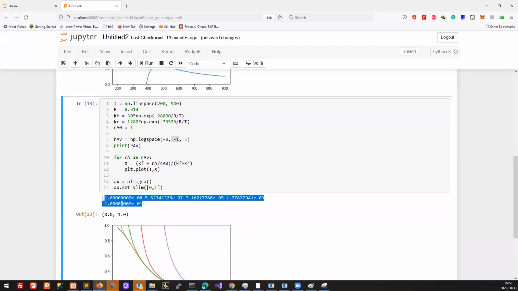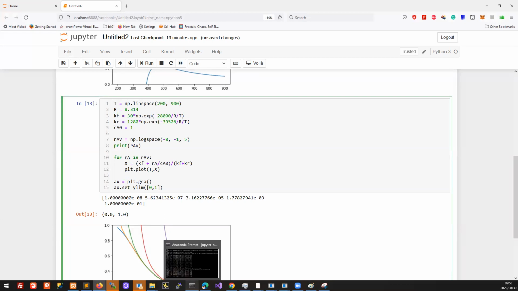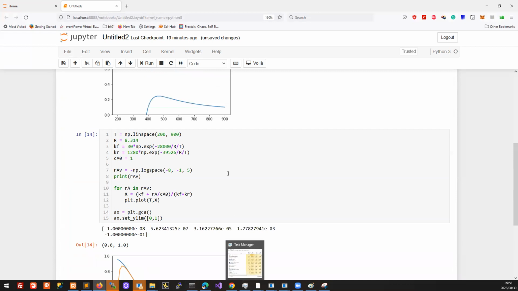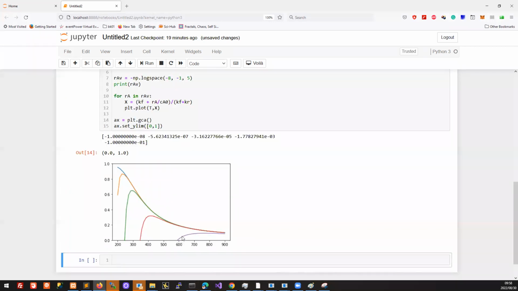But these are all positive, right? This is for the rate of production of A. So that's not really what we want. So let's just say minus that. So now we are looking in terms of the consumption of component A. And we can see then multiple isorate lines here. We can see something that looks like the equilibrium line.